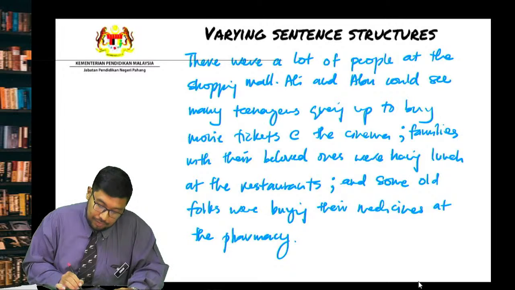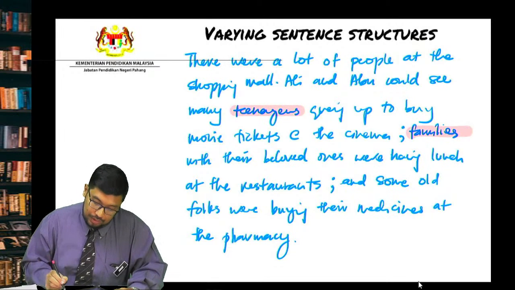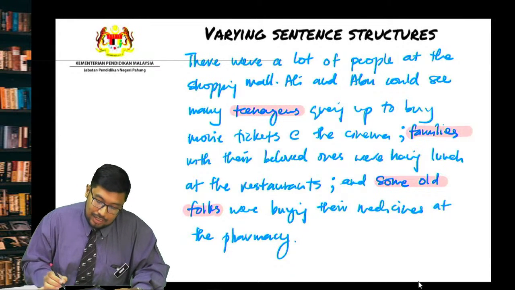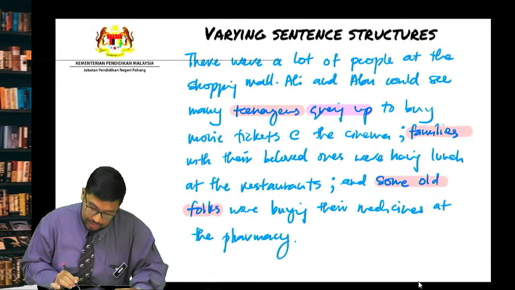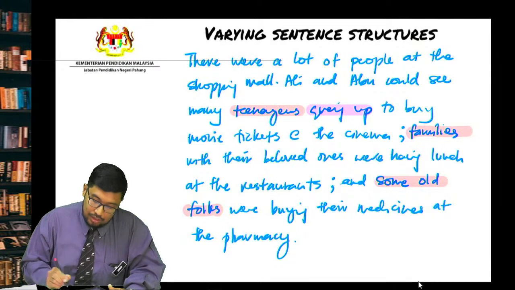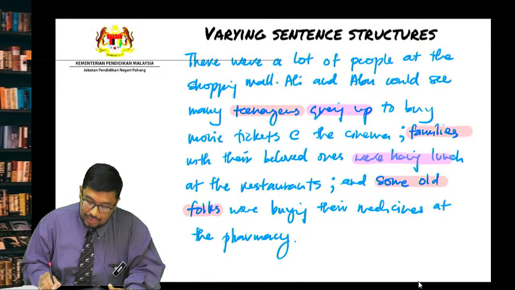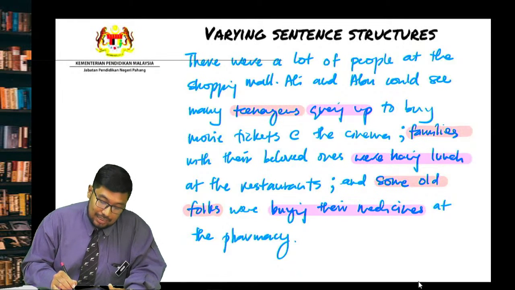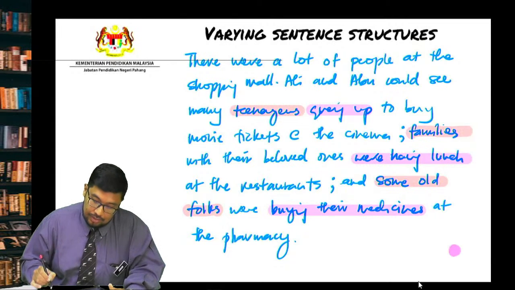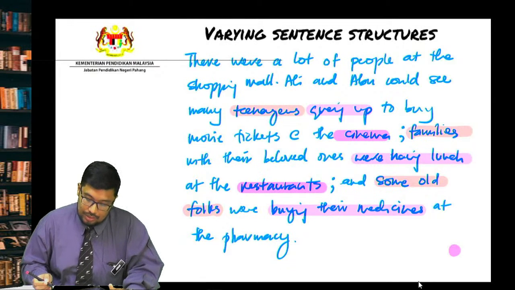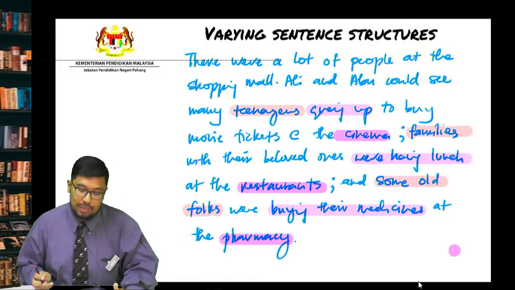First, we have who, a group of people. Okay, it can be anybody. You can describe characters as well. Then you can write about what they were doing, the action. Remember, you are using this structure to describe a situation. So, in this case, the families were having lunch, and then the old folks were buying medicines. And lastly, we also have the places: cinema, families were at the restaurants, and old folks were at the pharmacy.